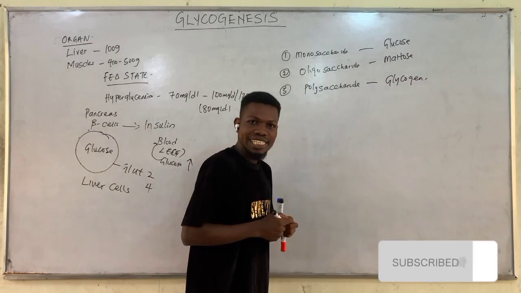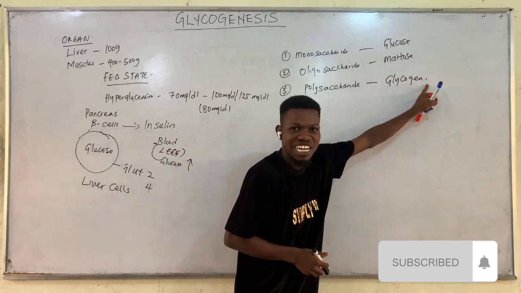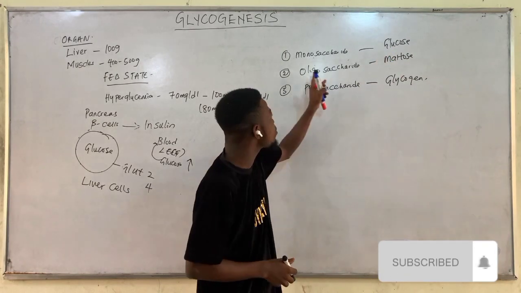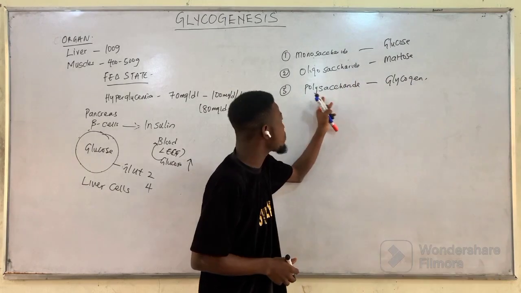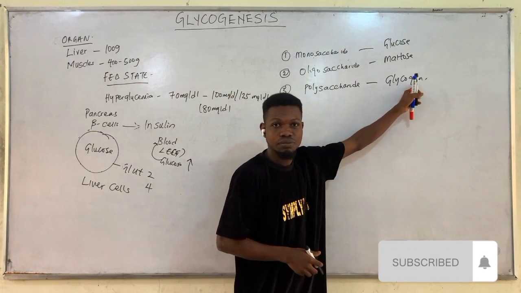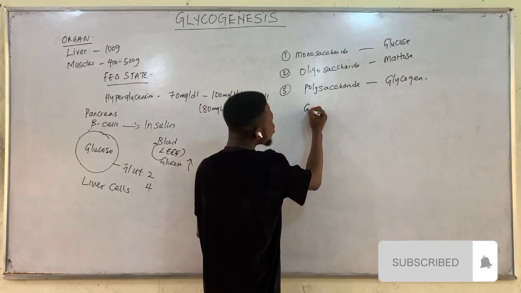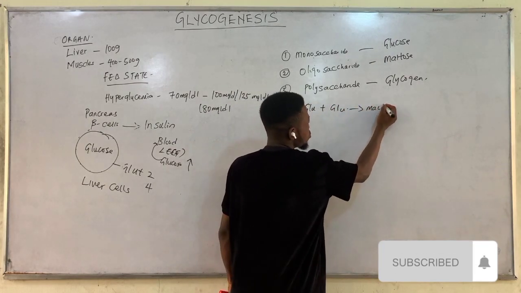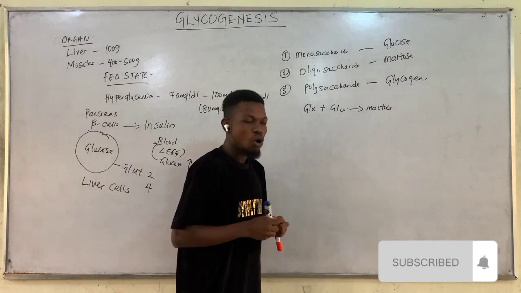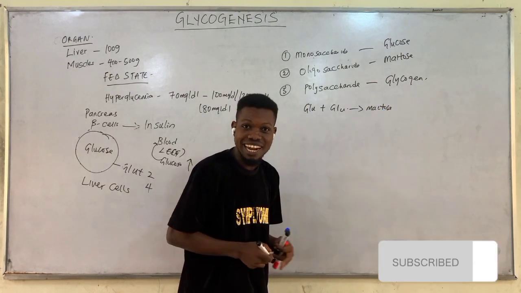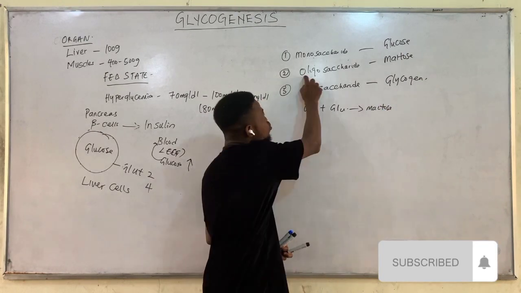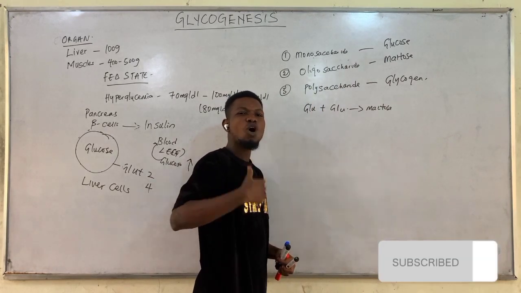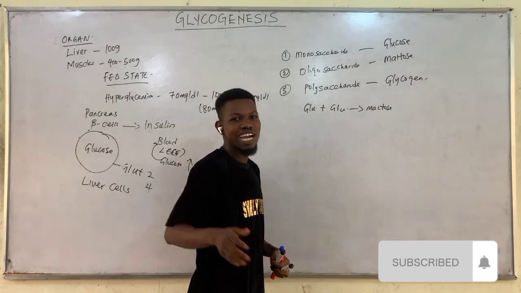So that is to tell you that in the synthesis of glycogen, the glucose would have passed through a stage of becoming oligosaccharide before it can become polysaccharide, which is glycogen. If you don't forget, glucose plus glucose will give us what? Maltose. Maltose is a typical form of disaccharide. And disaccharide is under what? Oligosaccharide. Oligosaccharide tells us that they are made up of 2 to 10 monosaccharide units.